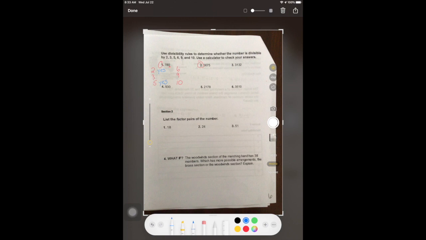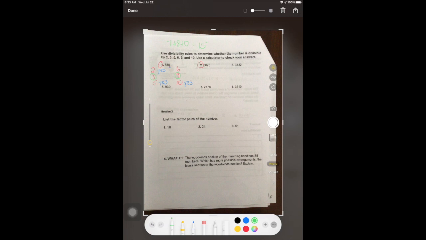And lastly, I'm going to check 10. 10's rule is it must end in a 0. It obviously ends in a 0, so 10 is a yes. It's easy to do 2, 5, 10 all at the same time. Then I think we should do 3 and 9 at the same time, because remember they have very similar rules. We're going to take the digits 7, 8, and 0 and add them together. 7 and 8 is 15, plus 0 is still 15.